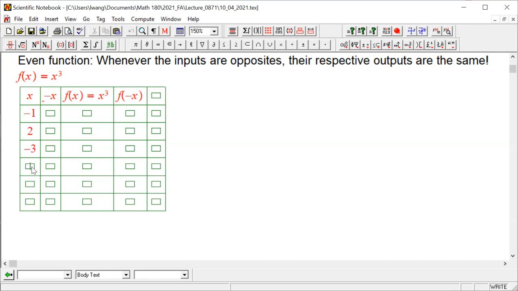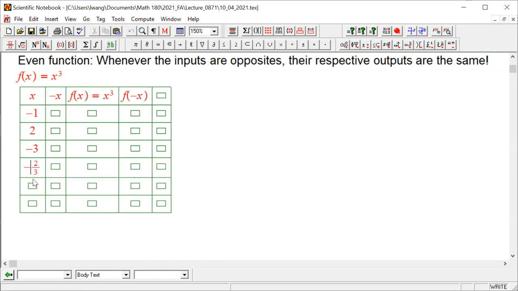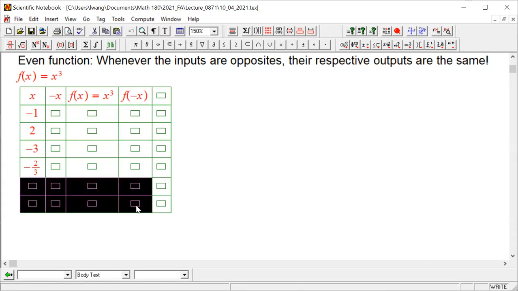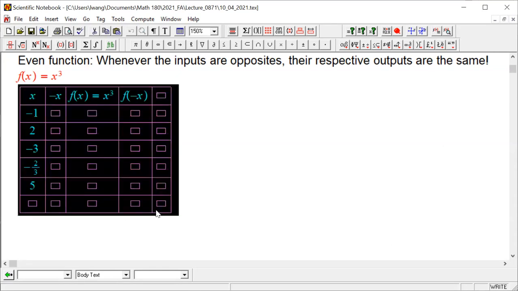Once again, I'm going to give you a couple numbers. -3. I'm going to give you a fraction, how about that? A negative fraction, so you guys get to practice your fractions. I'm thinking of even giving you some radicals. Not this time. So just like that.